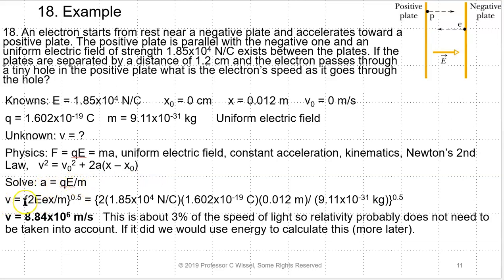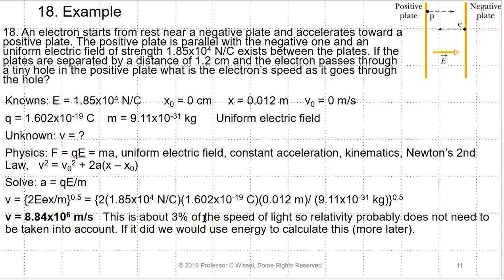And then we can say that v equals the square root of 2 times the electric field times the charge on the electron times the x divided by mass. So this becomes the square root of the quantity 2 times 1.85 times 10 to the 4th newtons per coulomb, that's the electric field, times the charge, 1.602 times 10 to the minus 19 coulombs, times the position, which is the final position, 0.012 meters, and then divided by the mass, 9.11 times 10 to the minus 31 kilograms. The v is 8.84 times 10 to the 6 meters per second.